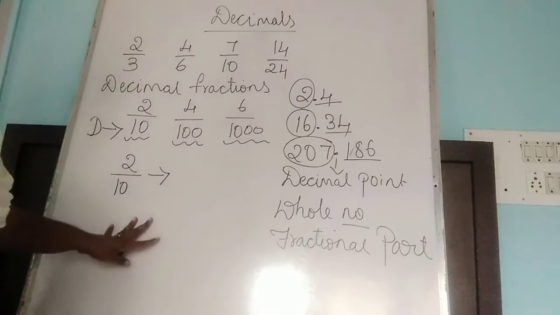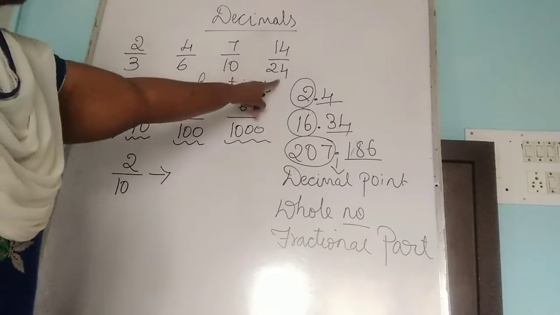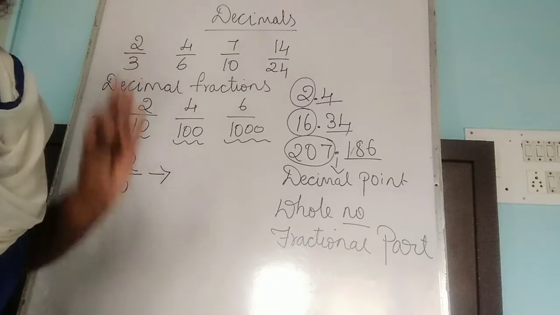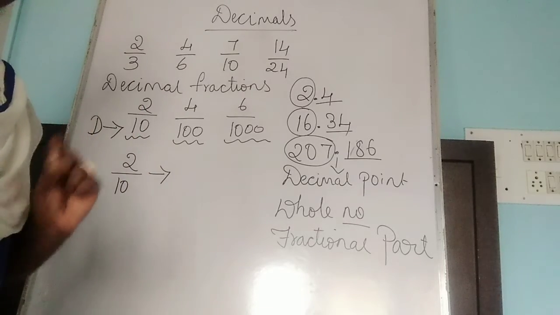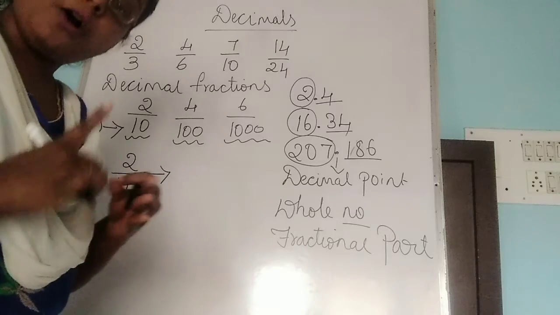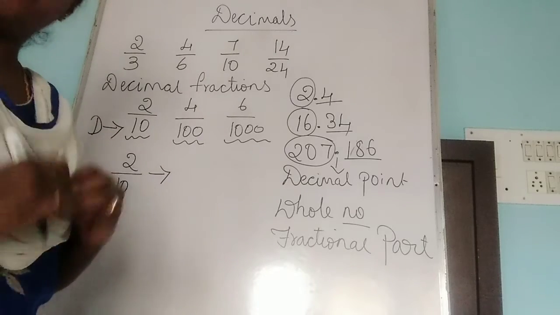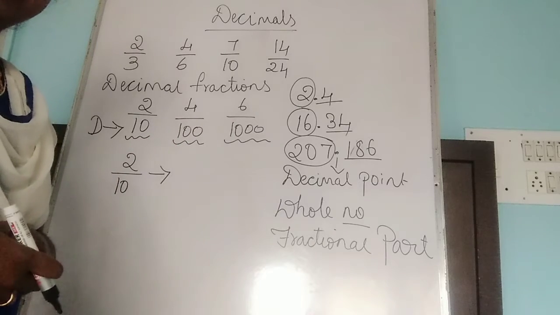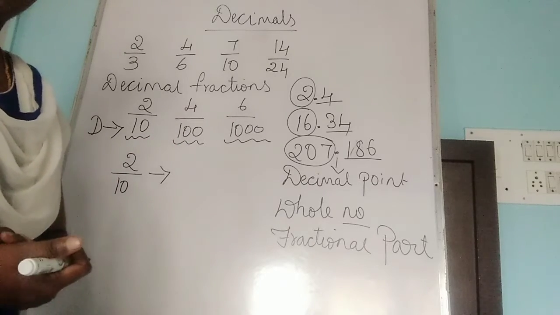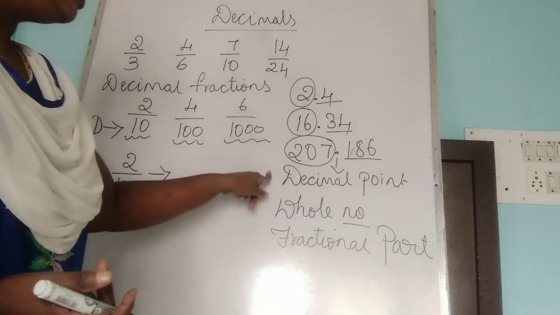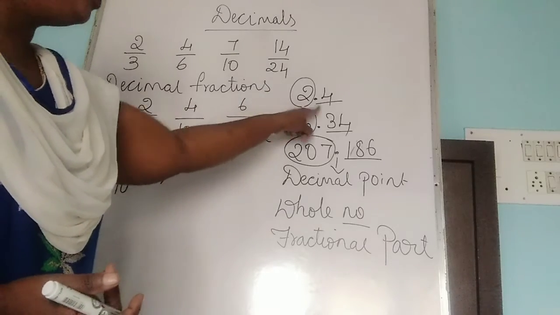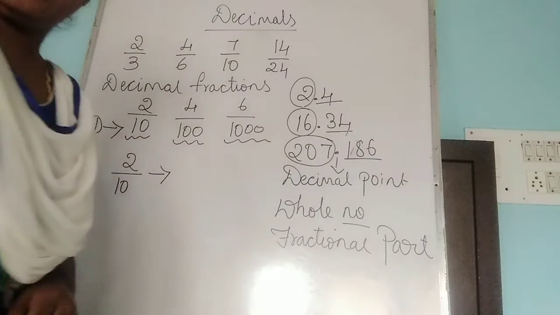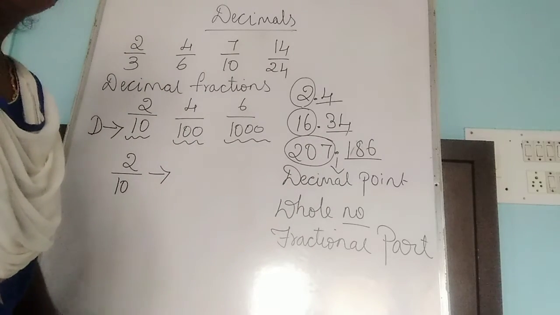I repeat once again, these are examples of fractions. In today's class, you will be learning what a decimal fraction is. Any fraction whose denominator is 10, 100 or 1000, or the products of 10, is called a decimal fraction. And today you will be learning decimal numbers. Examples: 2.4, 16.34, 207.186.